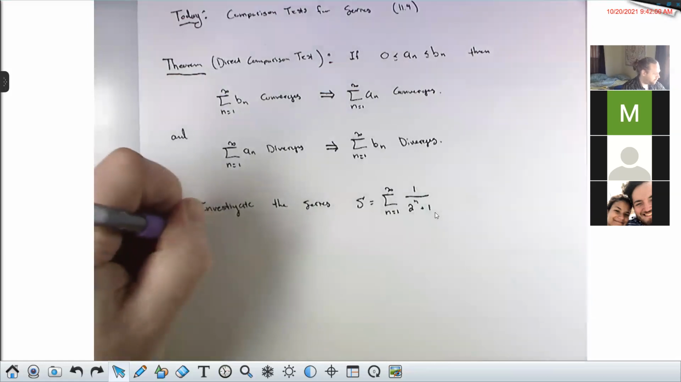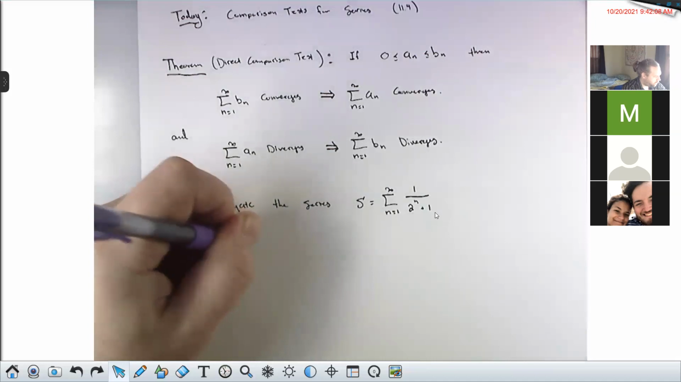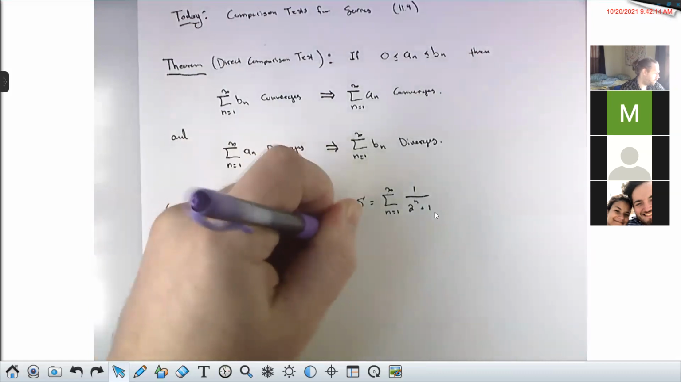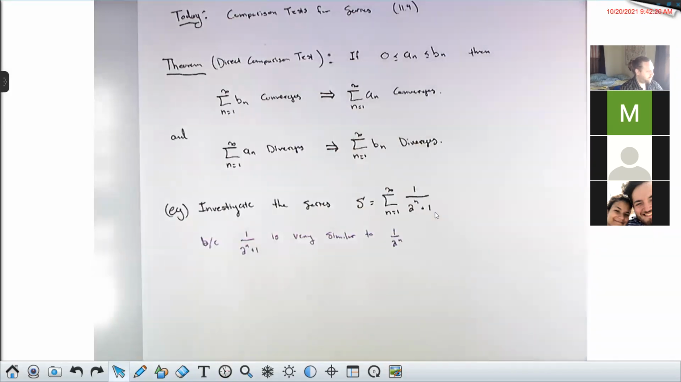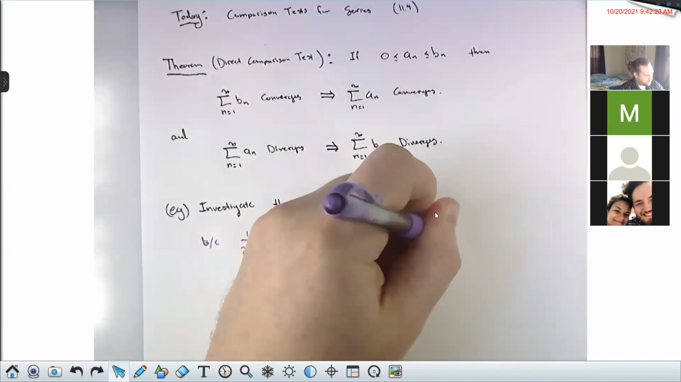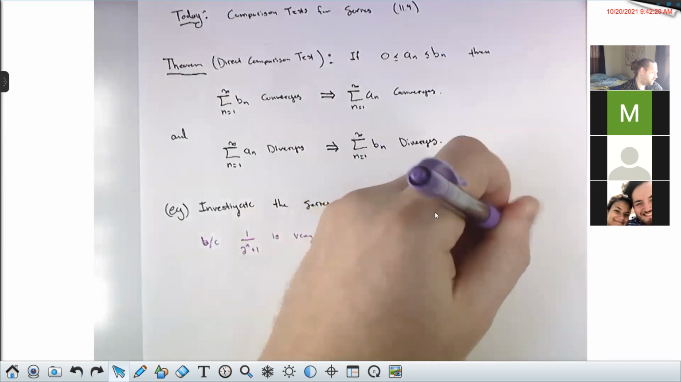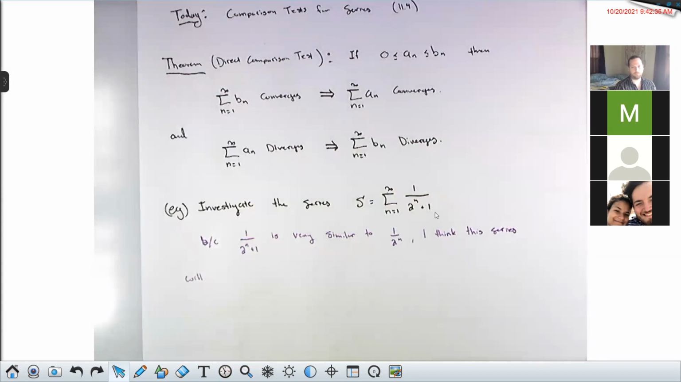So I would say, because 1 over 2 to the n plus 1 is very similar to 1 over 2 to the n, I think this series will do what? Converge or diverge? If you had sigma 1 over 2 to the n instead of 1 over 2 to the n plus 1, would that series converge or diverge?